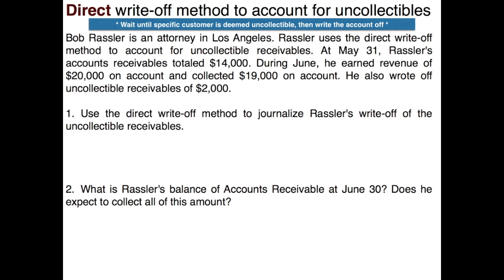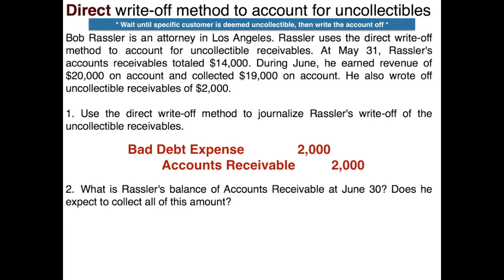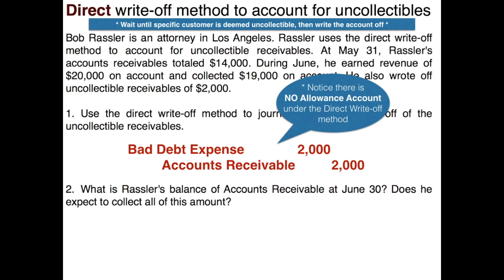So the way we're going to do this under the direct write-off method is we're just going to write this customer off, or these customers off, whatever that happens to be, by debiting bad debt expense and crediting their account receivable. So whatever specific customer or customers we've deemed to be uncollectible, we're writing them off in this journal entry. So notice we are crediting account receivable immediately. What I also want you to note is there's no allowance account like there was under percent of sales or aging schedule. There is no allowance account in the direct write-off method. We're just writing off a customer immediately when we know they are not going to be collectible.